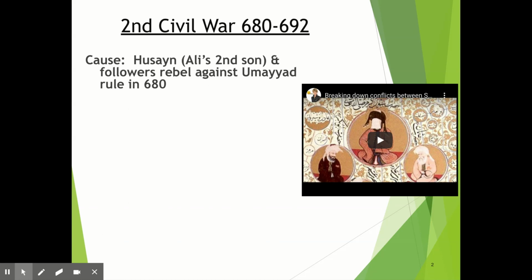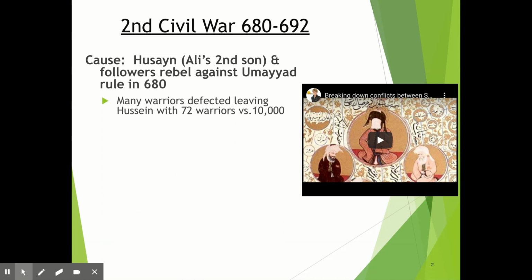Essentially the cause was a disagreement over who was going to be Muhammad's successor. The first group believed that it was Hussein, Ali's second son, who rebels against Umayyad rule in 680. Ali was Muhammad's son-in-law, and people who follow Ali believe that he is the true successor to Muhammad because he was directly related to Muhammad.